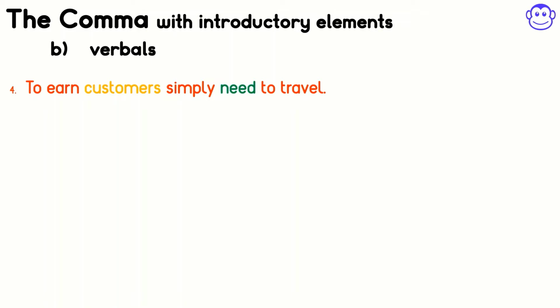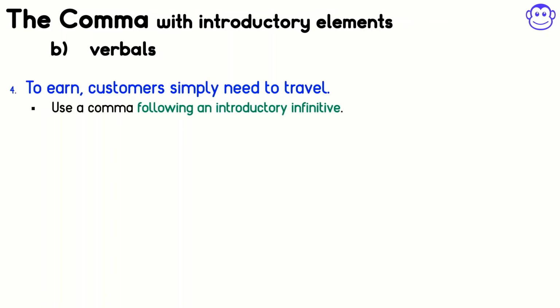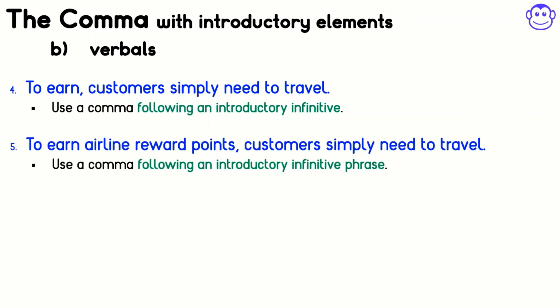We can identify the subject and verb of the main clause, customers and need, and identify that to earn is an introductory infinitive. We should always include a comma following an introductory infinitive. We can extend that infinitive into an infinitive phrase by adding some more information, for example, about what the customers can earn. Again, a comma is always necessary following an introductory infinitive phrase.